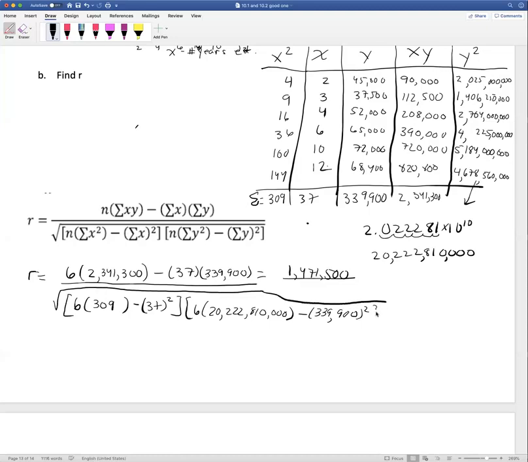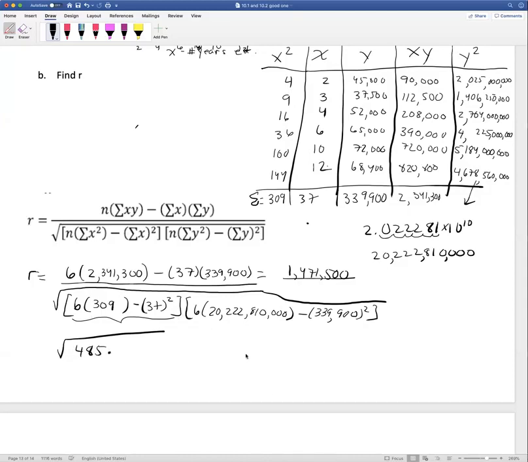Sorry, let's do this and let's do that. Okay, so I'm going to do this step by step. I'm going to first figure out what this quantity is equal to over here: 6 times 309 minus 37 squared. That gives us 485.